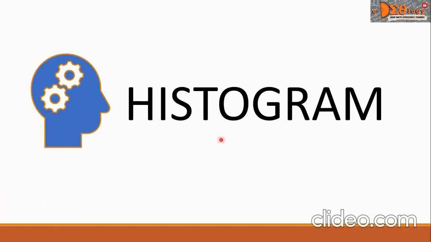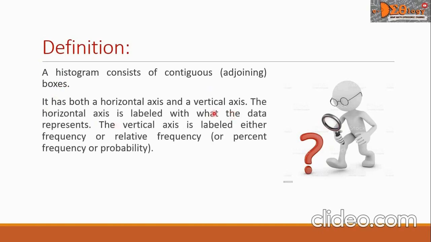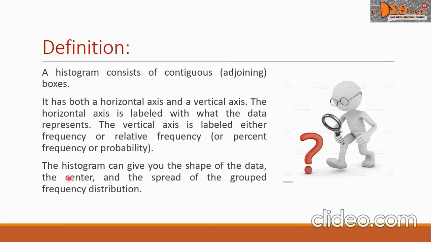Today we're going to study histogram. A histogram consists of contiguous or adjoining boxes. It has both a horizontal axis and a vertical axis. The horizontal axis is labeled with what the data represents. The vertical axis is labeled either frequency or relative frequency or percent frequency or probability. The histogram can give you the shape of the data, the center, and the spread of the grouped frequency distribution.